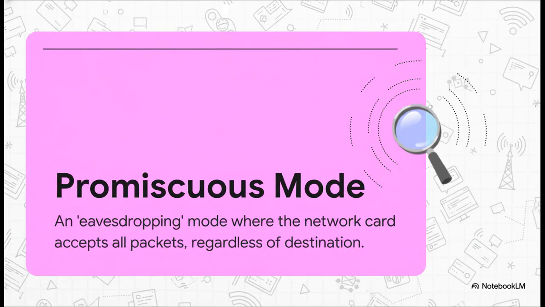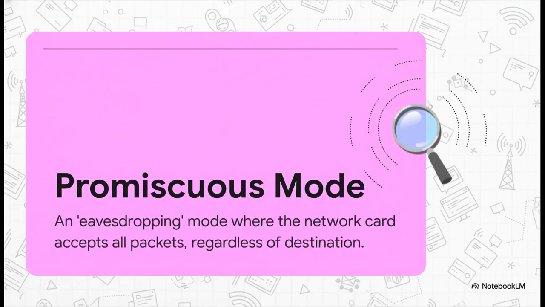Promiscuous mode is the complete opposite. This is the full-on eavesdropping mode. You're basically telling your network card, forget being polite. I want you to grab a copy of every single packet you see on the network. I don't care who it's for. This is obviously essential if you're a network analyst trying to see what's going on.